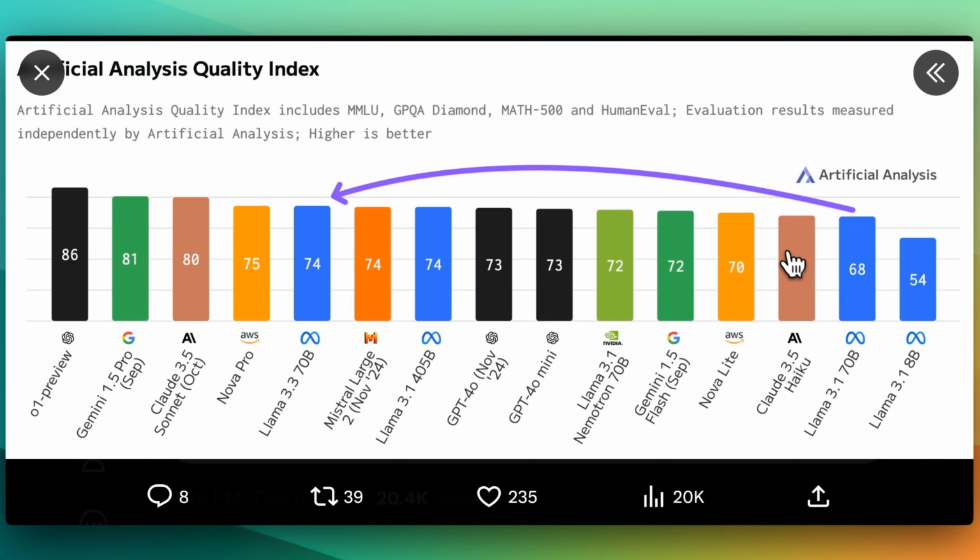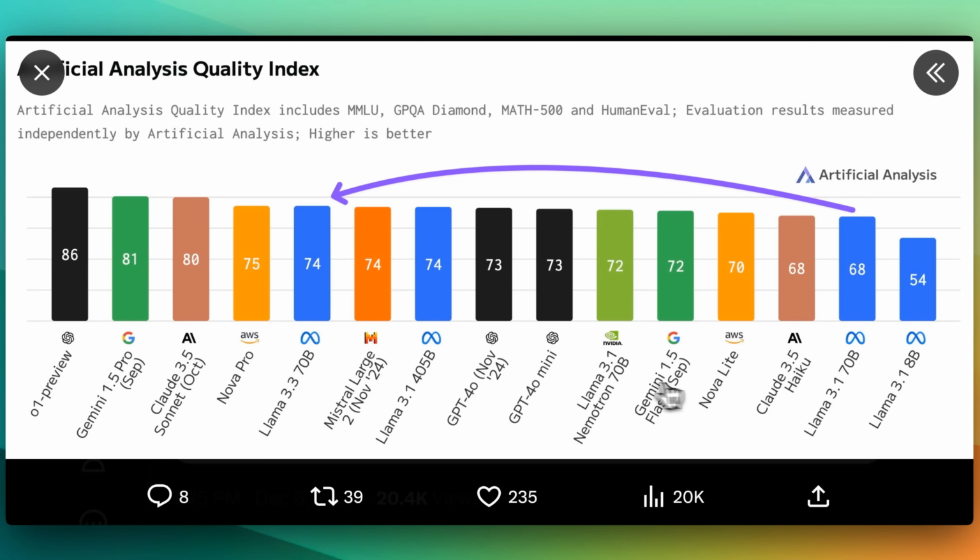This is a really great chart from Artificial Analysis that gives a visualization of the jump from today. We saw Llama 3.1 70B at 68 on their quality index previous to this announcement. Now it's at 74. This is right up there with Mistral Large, Llama 3.1 405B, and also outperforming GPT-4o, the version that just came out recently, as well as, of course, a number of other models as well.